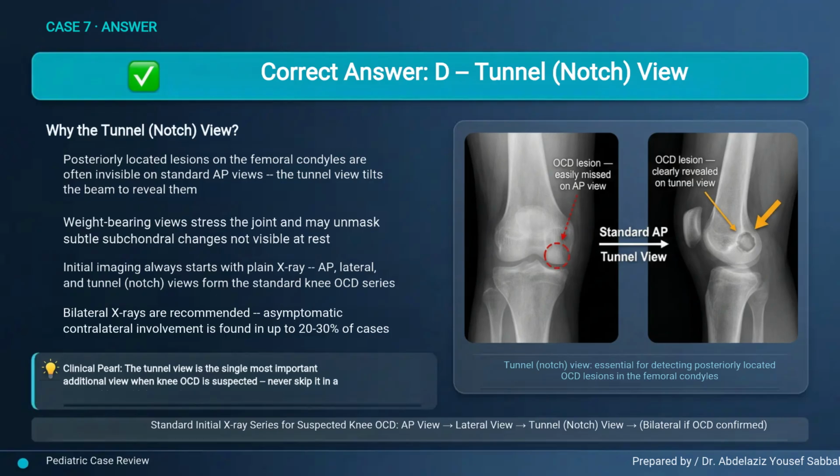The standard initial X-ray series for suspected knee osteochondritis dissecans is anteroposterior view, lateral view, and tunnel notch view. Bilateral X-rays are also recommended because asymptomatic contralateral involvement is found in up to 20 to 30% of cases. Clinical Pearl. The tunnel view is the single most important additional view when knee osteochondritis dissecans is suspected. Never skip it in a young athlete with knee pain.